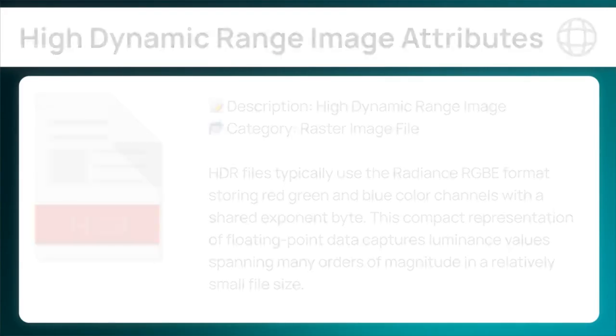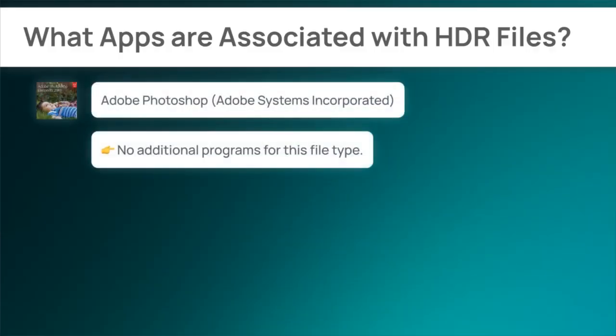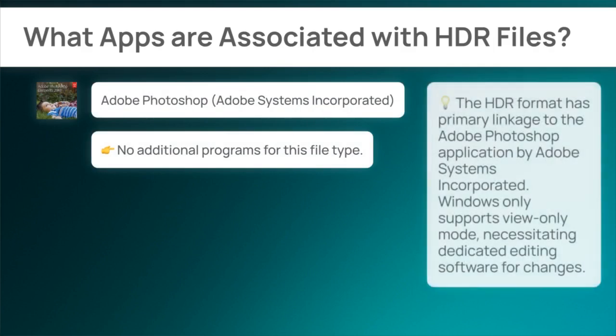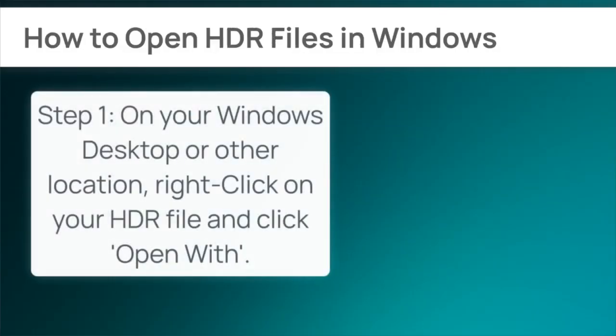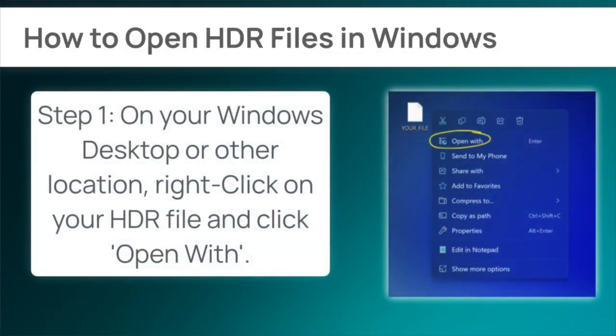Your first application to test with HDR should be Adobe Photoshop from Adobe Systems Incorporated. Metadata editing, crucial for this file, requires a specific application beyond standard Windows viewers. Windows offers built-in viewing for many formats, but editing depth depends on graphics applications. Your most critical first action is the file association test.